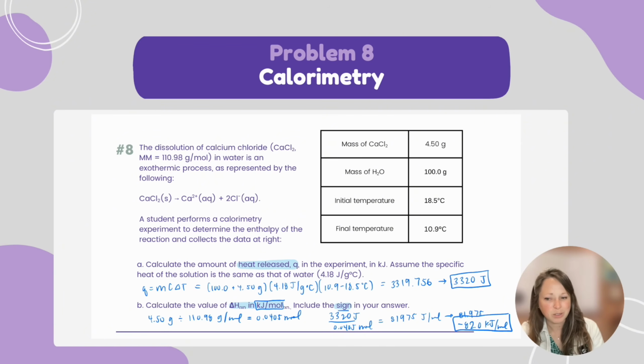So that's 3,320 joules are released. So now part B, this is the part that typically trips up students. We want to find the enthalpy of the reaction. And let's say you're like, I have no idea how to do that. I don't have an equation.